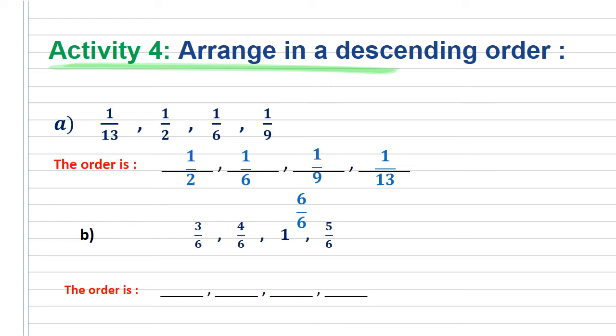Okay, now who is the biggest? It's number 1, which is 6 over 6. Then the biggest numerator is 5 over 6, then 4 over 6, then 3 over 6. We arrange them according to who has the biggest numerator, okay? Because the denominator is the same. But if the numerator is the same, we make the smallest denominator the bigger.